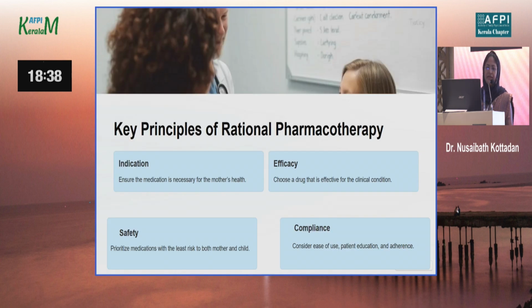The key principles of rational pharmacotherapy are: ensure the medication is necessary for the mother's health, choose a drug that is effective for the clinical condition, and prioritize medications with the least risk to both mother and child. Consider ease of use, patient education, and adherence.